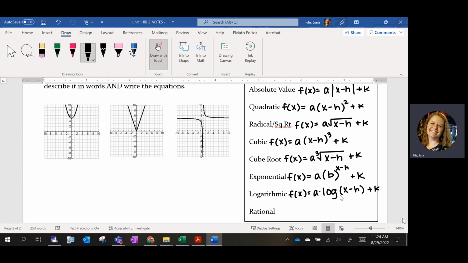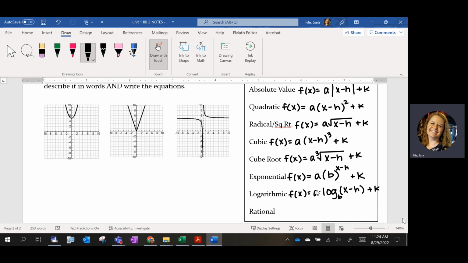Now remember, you could also put a base on the log. If no base was written, it's the common log, base 10. But that base could be something else. So we don't multiply the a at this point? You do. The a is still there.